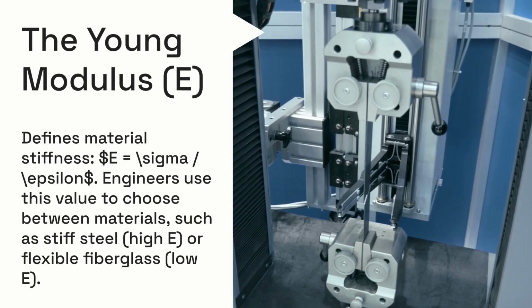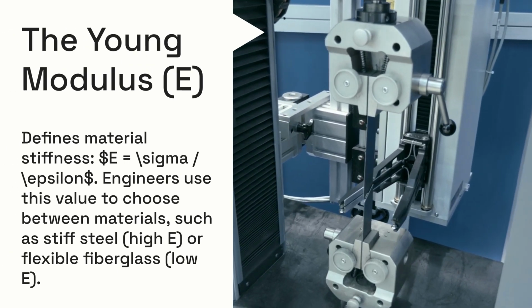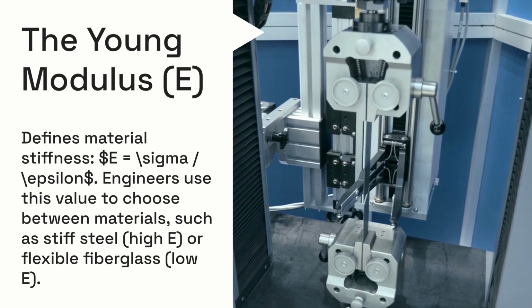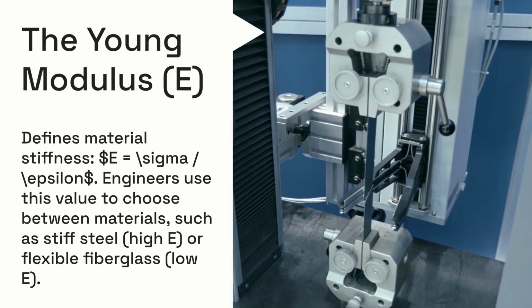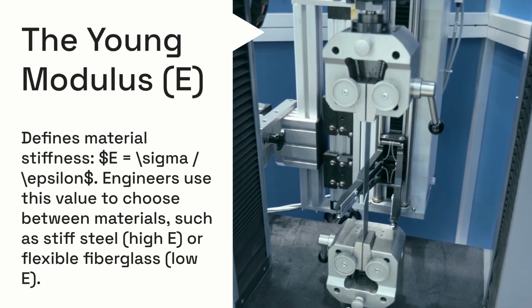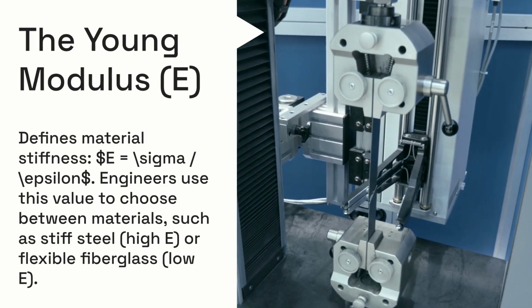The Young Modulus, E, defines the stiffness of a material itself, regardless of its shape or size. It is the ratio of stress to strain in the elastic region. This value is critical for selecting the right material for any application.